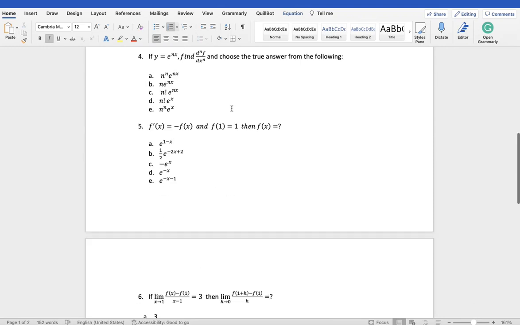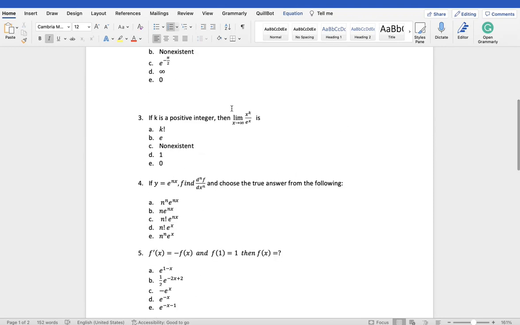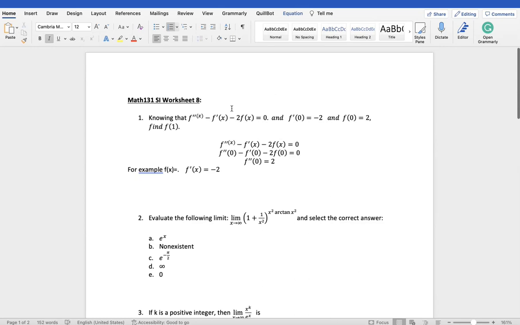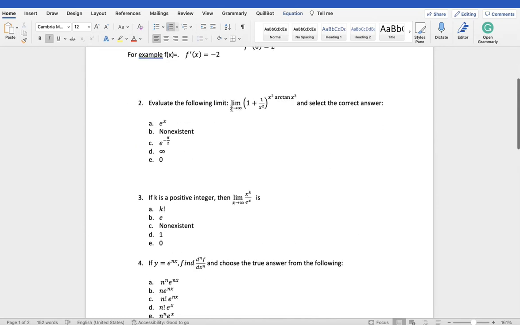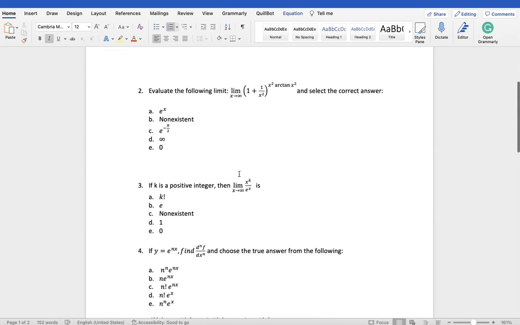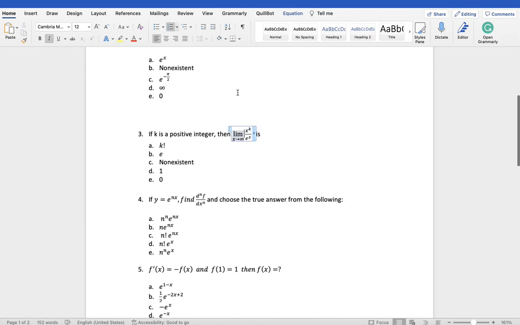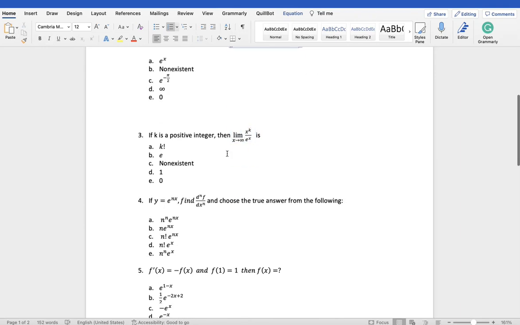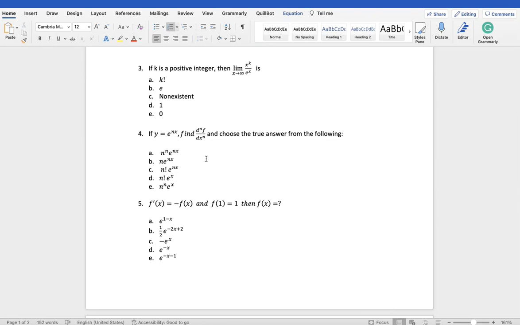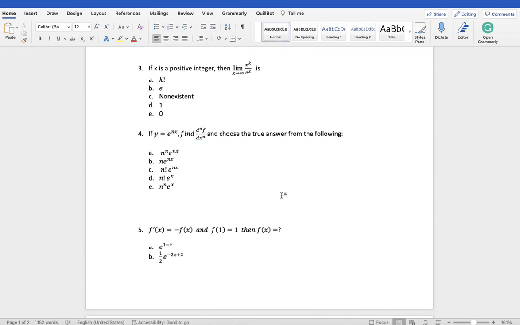Then let's look at, I think the limits questions I'll keep for tomorrow. And then let's look at 4, because 4 was also interesting. So we have a function that is given to us, right? Let me just make some space here.